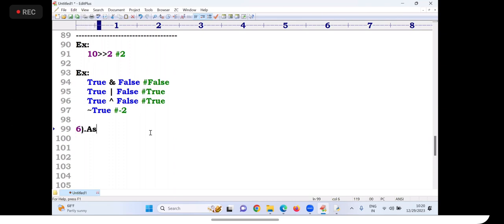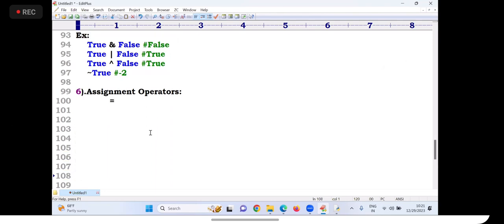Next category: assignment operators. Whatever assignment operators there are: equal to, plus equal to. Only equal to. Assignment means we have to assign some value to the variable. How to assign? Equal to. If I use double equal to, it is meant for comparison. Equal to is meant for assignment, double equal to is meant for comparison purposes.